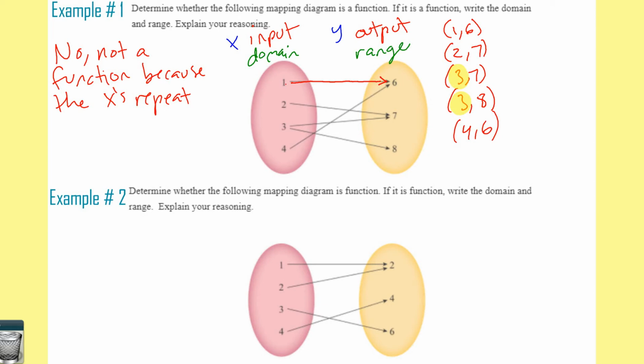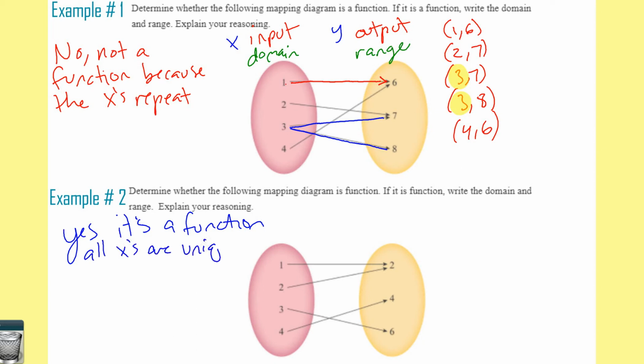The second one, it's asking, is it a function? Here we don't have to list all the ordered pairs because we can see when it repeats or not. Look how the 3 had 2 lines coming out of it. That was the problem. The 3 was being repeated. Here, every line is coming out of a different number in the domain. So yes, it's a function, because every x value is unique.